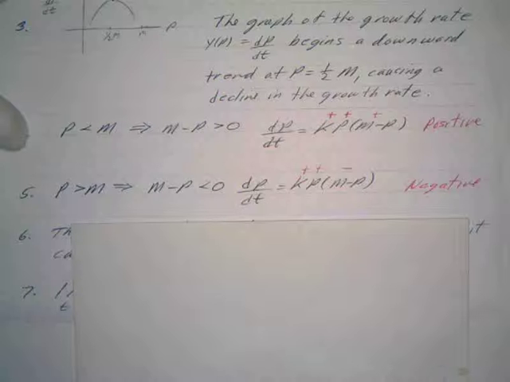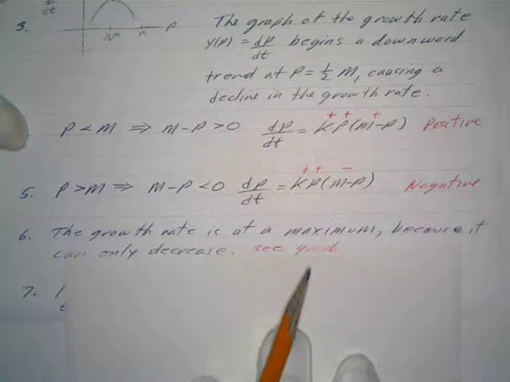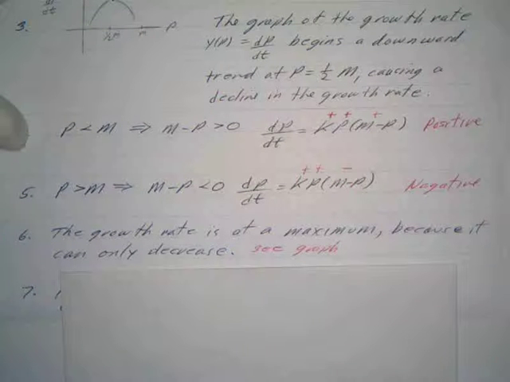If the initial population equals m, what is the initial growth rate? Now this is a real tricky one. You might think that it's 0. Well, the growth rate is at a maximum because it can only decrease. In other words, if your initial population is at m, the carrying capacity, you can't add any more people. So what can you do?